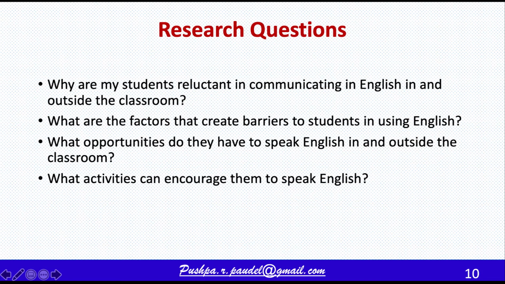So these are the real research questions that I have developed to find out why the students are reluctant in using English as a means of communication in the classroom. Why are my students reluctant in communicating in English in and outside the classroom? What are the factors that create barriers to students in using English? What opportunities do they have to speak English in and outside the classroom? What activities can encourage them to speak English? These are some of the research questions that I developed.